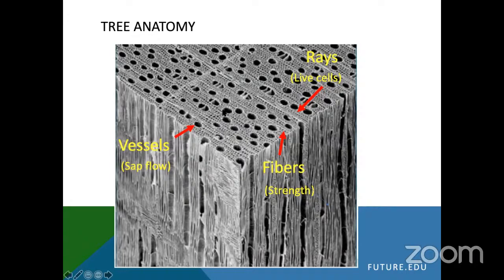The large dark holes, as you're looking down from the top on this, are vessels, okay? And those vessels are responsible for sap flow. They're responsible for bringing water from the roots up to the leaves in the springtime.